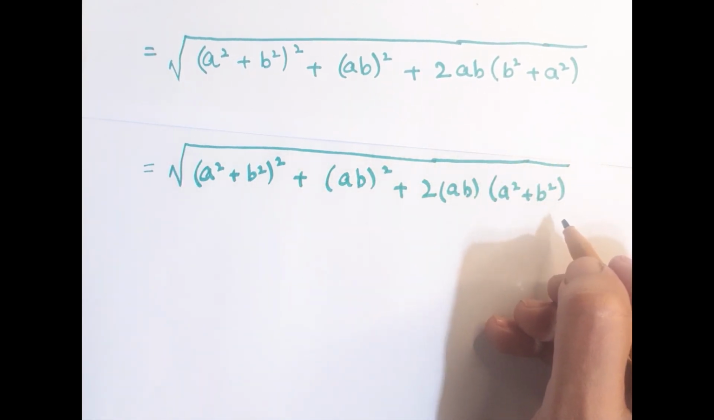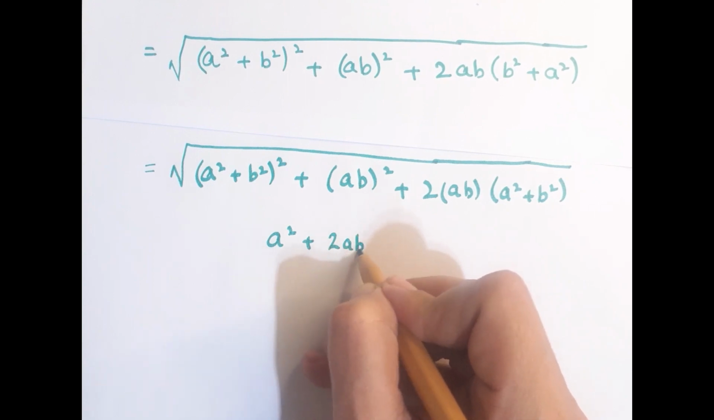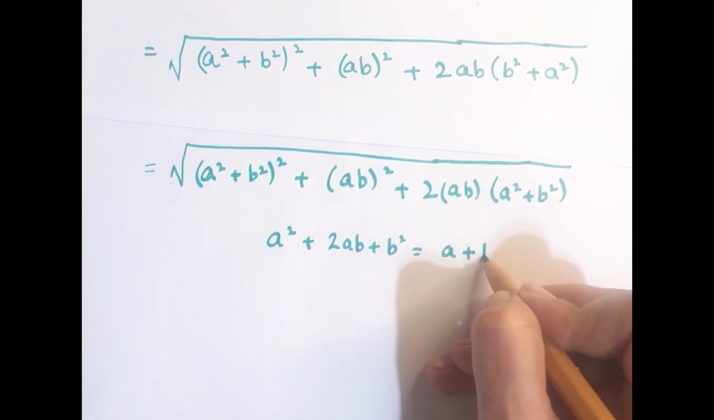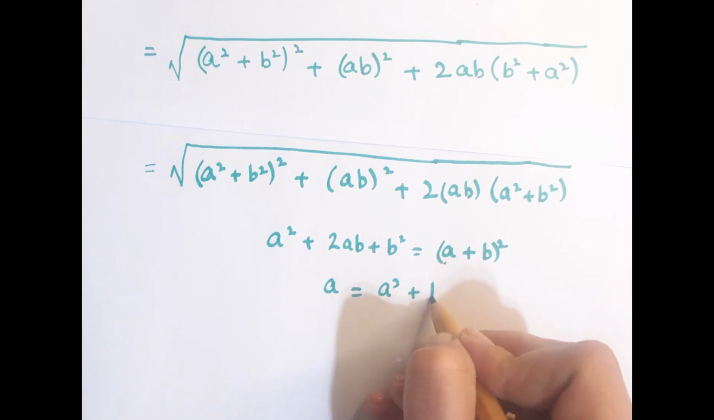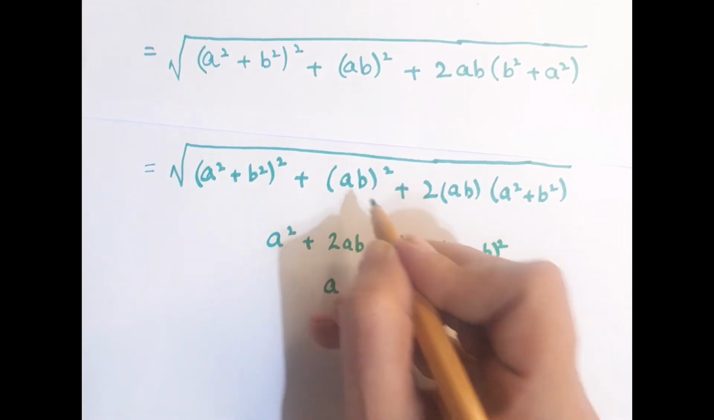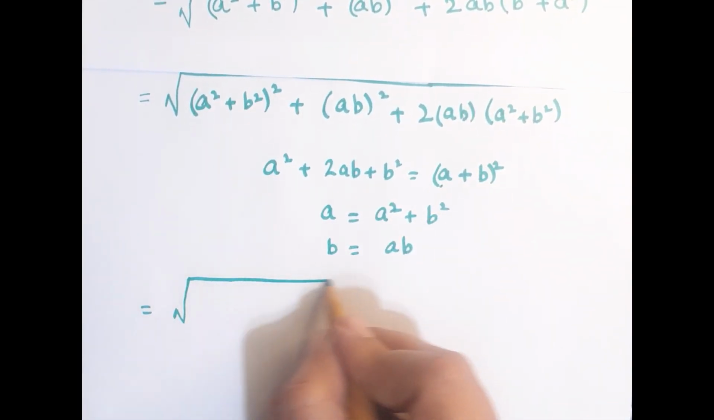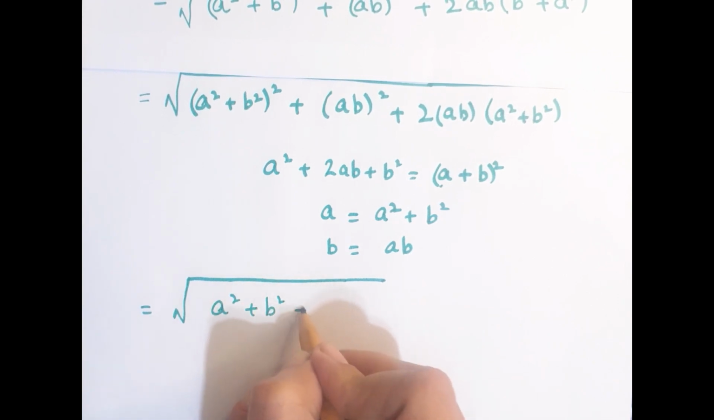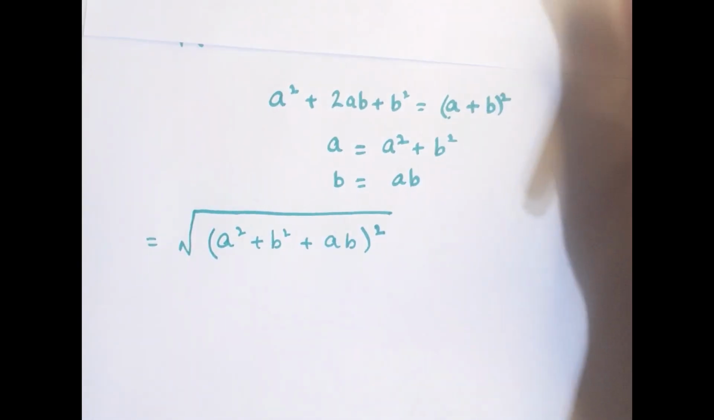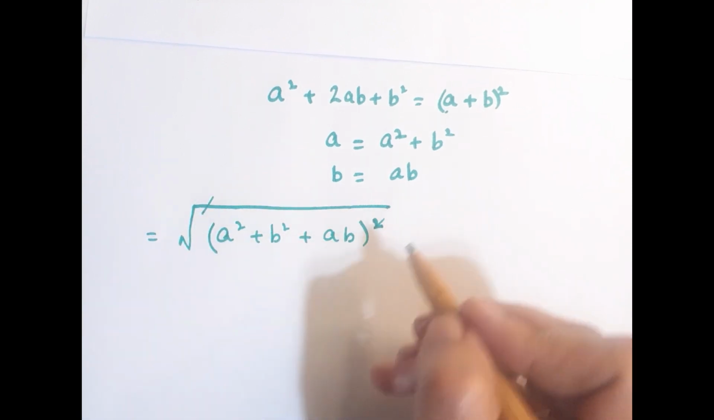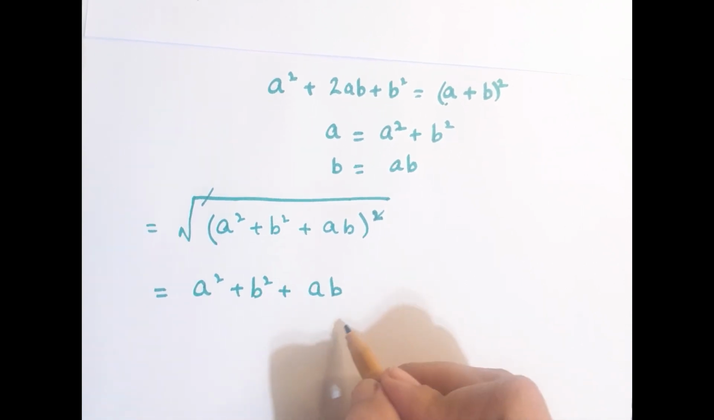Now notice that this is also an algebraic identity in which we have a^2 + 2ab + b^2 equals (a + b) whole square. So here, according to this formula, a is A^2 + B^2 and b is AB. So instead of this, you can write here (A^2 + B^2 + AB) whole square, right? Next, just cancel out this root and this square. So you are left with A^2 + B^2 + AB. Now this is a simplified form.